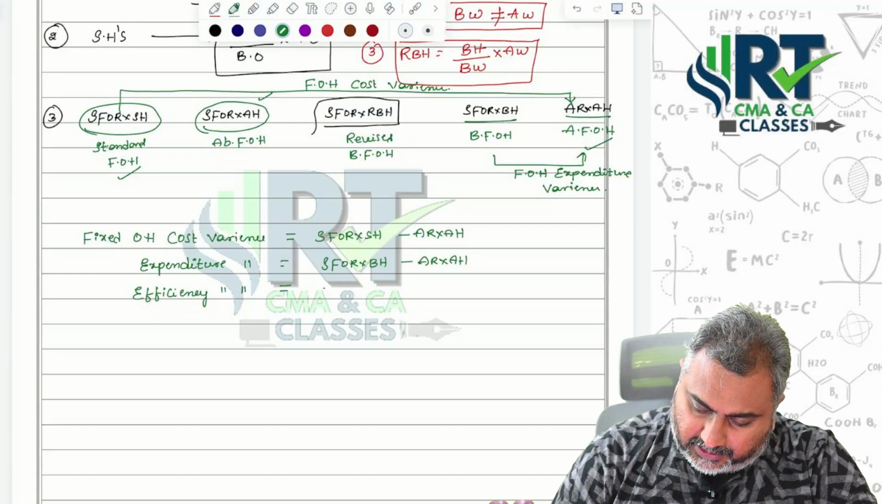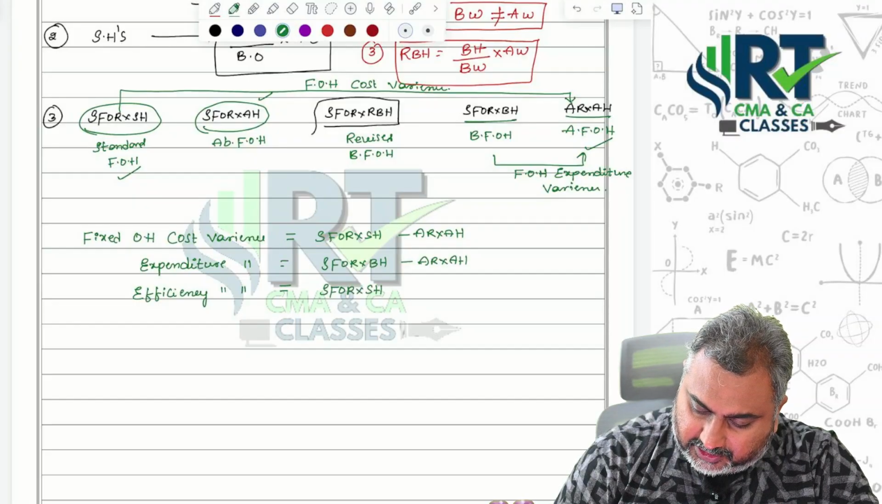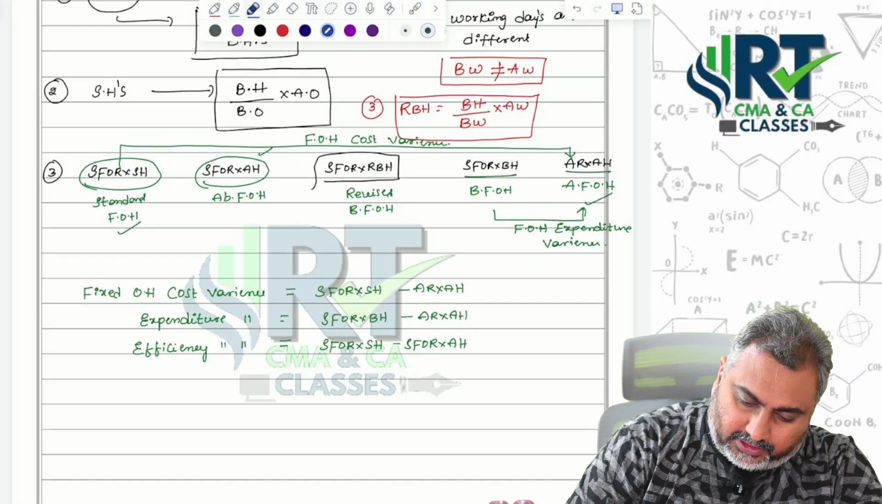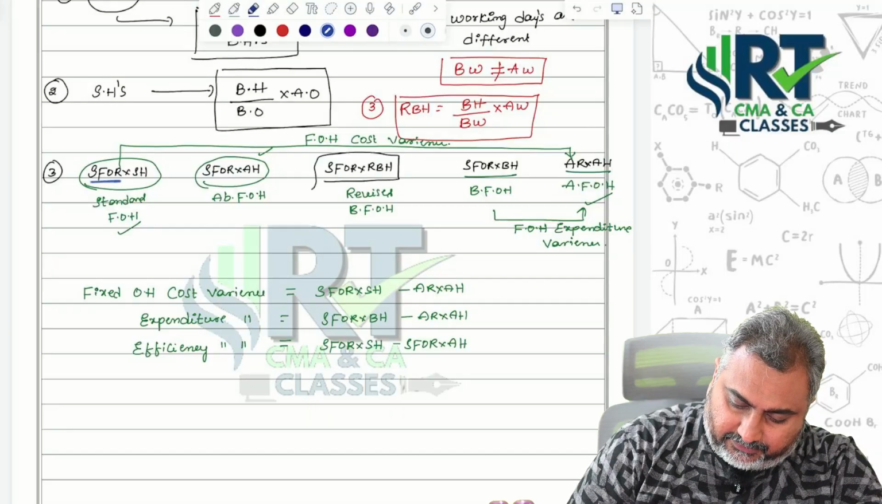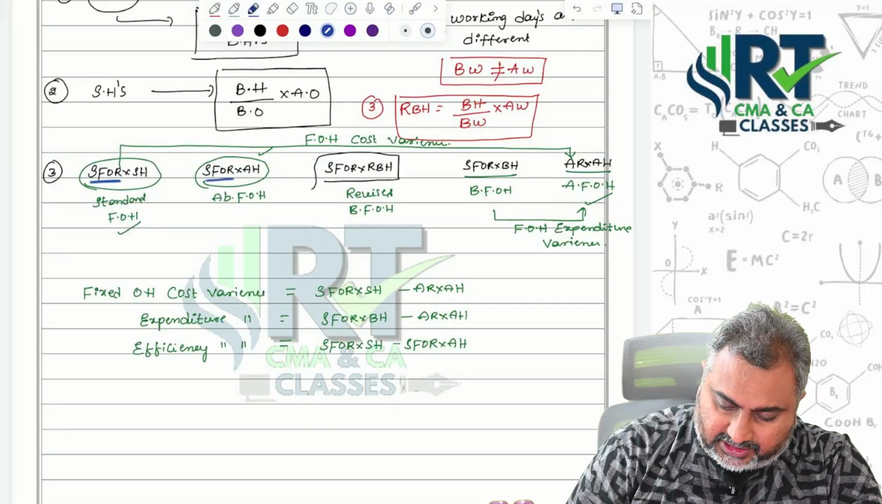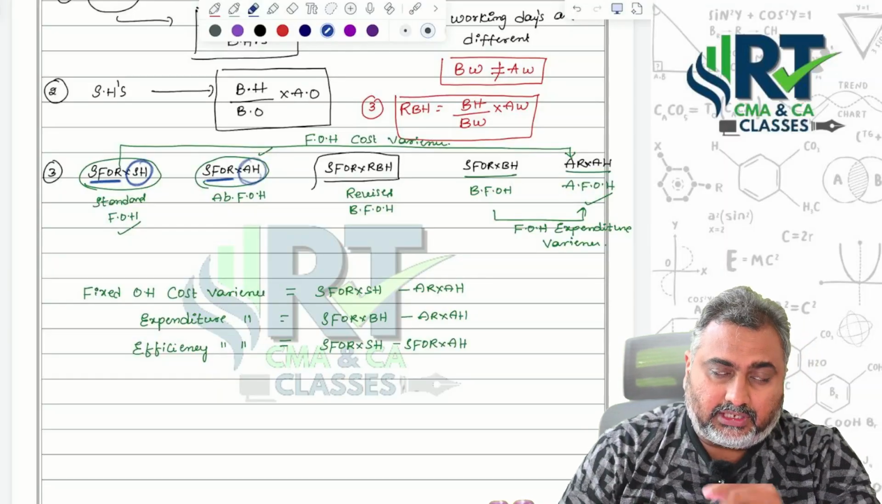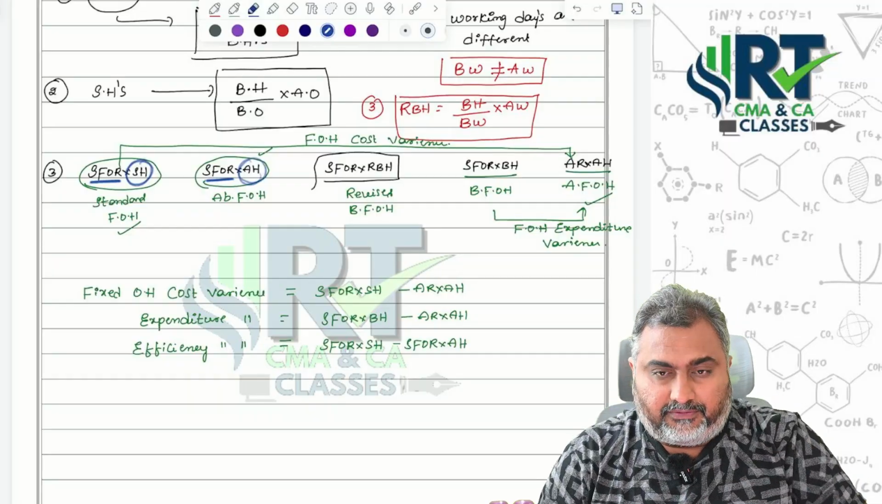What is the formula, ma? SFOR into SH minus SFOR into AH. Sir, why efficiency? What is common in these two points of view? SFOR is common. What is the difference? Here standard hours, here actual hours. So it is a difference from the hours point of view.